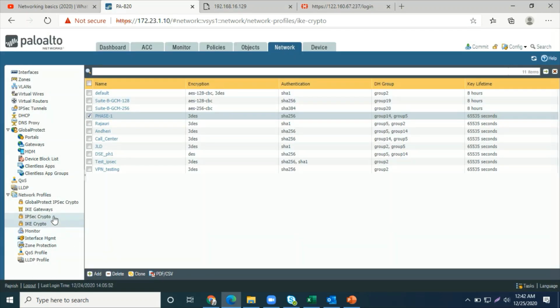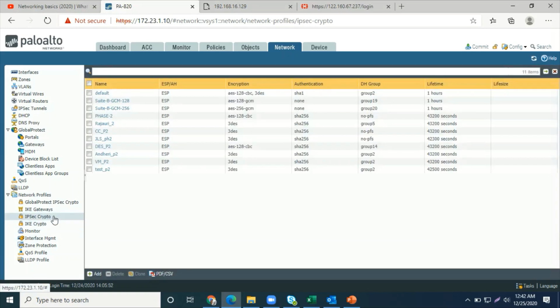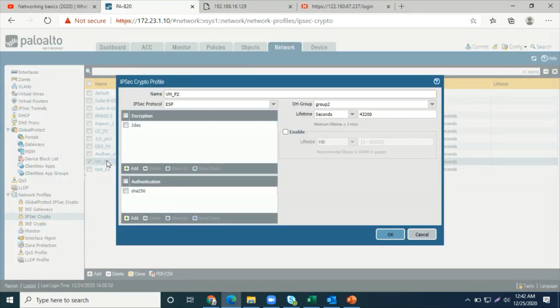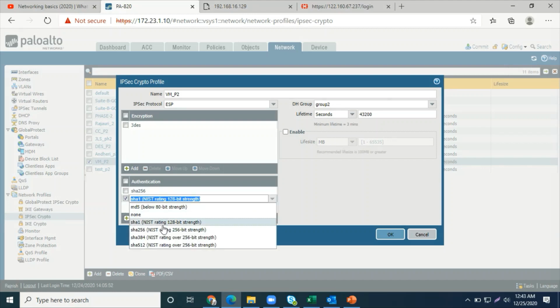And then go to the IPsec crypto. In IPsec crypto I am using the profile for VPN 2. Here the method asks for ESP or AH. I am using ESP, with the encryption method 3DES and authentication method SHA-256, which is available there. I am choosing SHA-256.